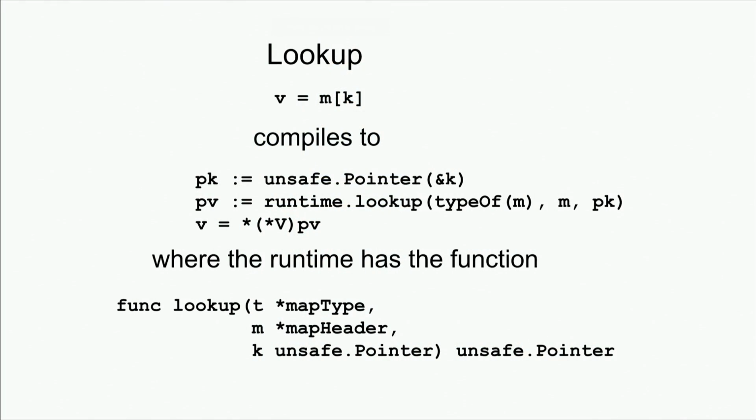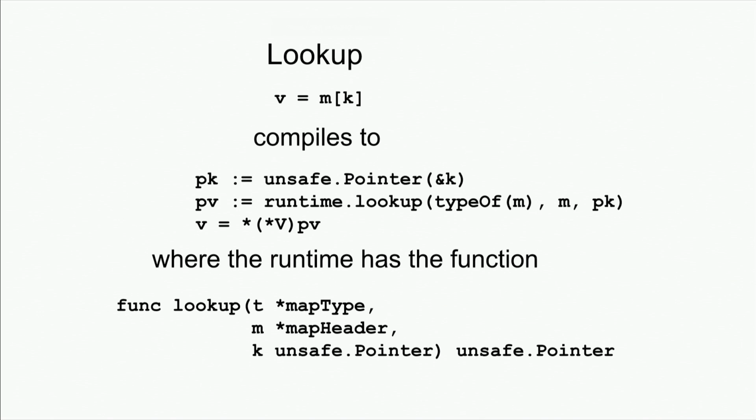So now let's look at what lookup looks like now. Lookup compiles to something a little more complicated now. Instead of just passing the key into the runtime, we first take the address of the key, cast it to an unsafe pointer, and then pass that pointer into the runtime. Similarly, we pass the map, which we just cast to a map header pointer, which is easy. And we also have to pass the additional type information to runtime.lookup.